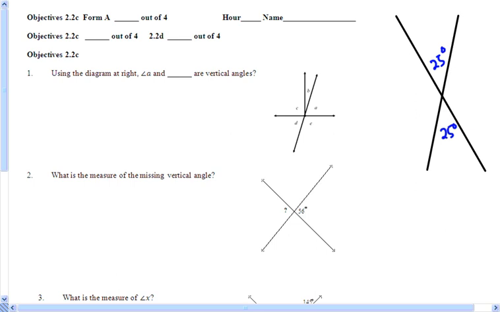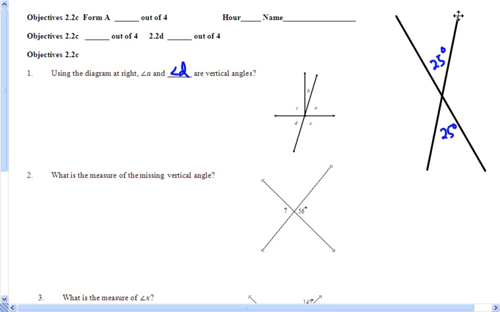So, to identify vertical angles, we need two lines that are crossing. And if you look at this diagram right here, that line and that line cross, and the vertical angles are those two, angle A and angle B. Angle E right here, along with these two together, are vertical angles also.